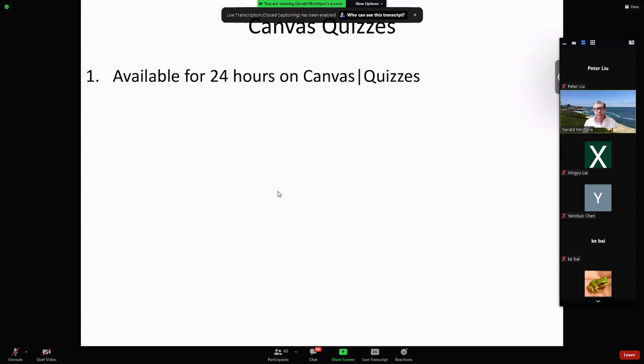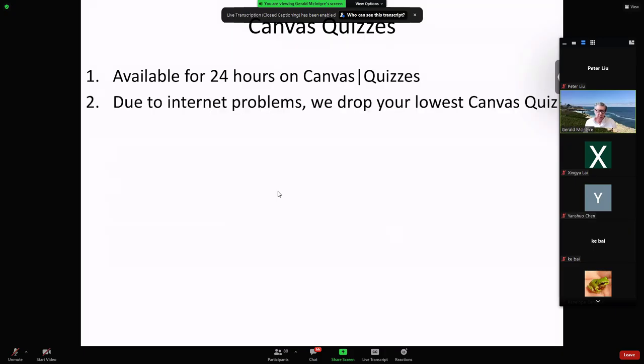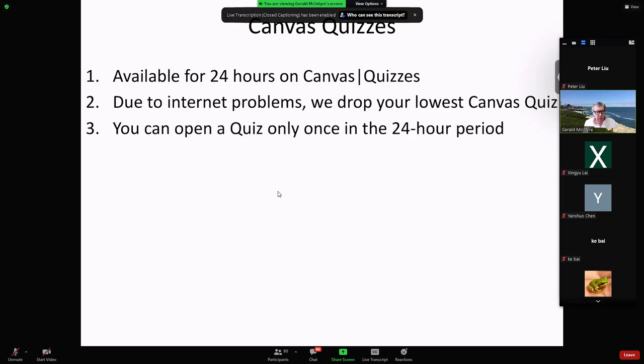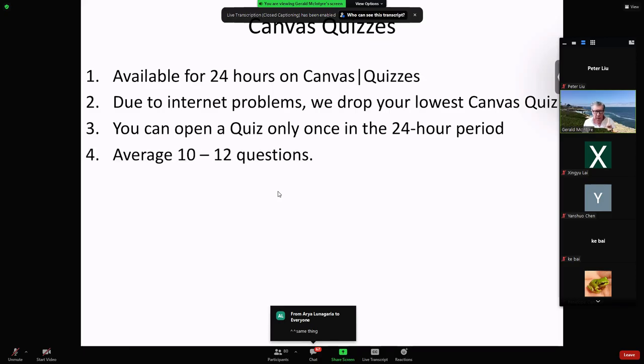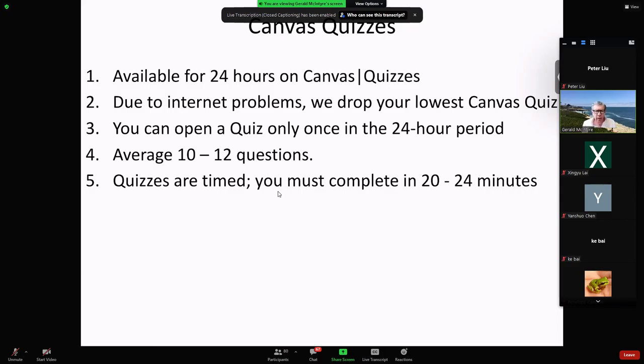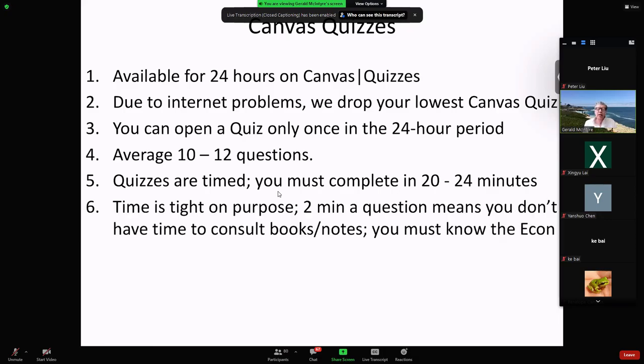Other features of these Canvas quizzes, as I mentioned: they're available for 24 hours on Canvas. We know internet problems happen, so we drop your lowest Canvas quiz for that reason. You can open the quiz only once within the 24-hour period. They average 10 to 12 questions, sometimes slightly more, sometimes slightly less, but that's the neighborhood we're shooting for. Quizzes are timed, usually completed within 2 minutes a question, that's 20 to 24 minutes in general. Time is tight on purpose.